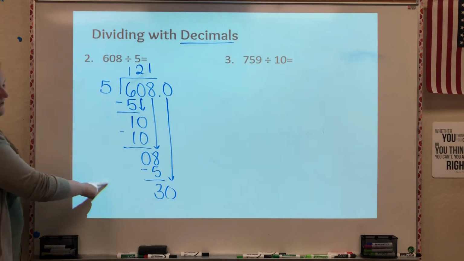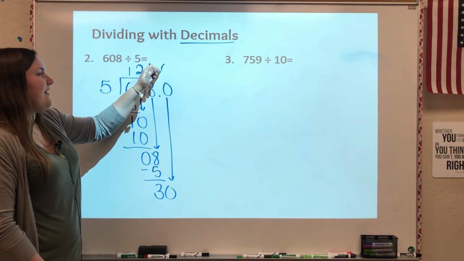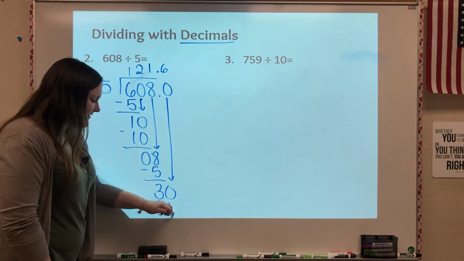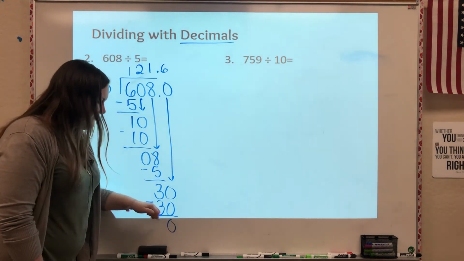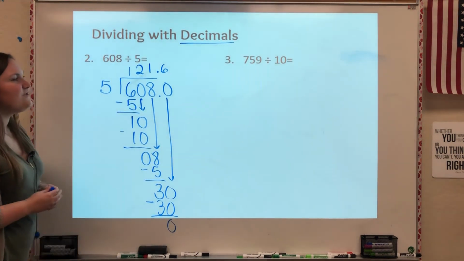I'll say 5 goes into 36 times. So I have my 0.6 there. 6 times 5 gives me 30. And we're left with remainder 0. That's how I know I'm done. And I've got my answer, 121.6.